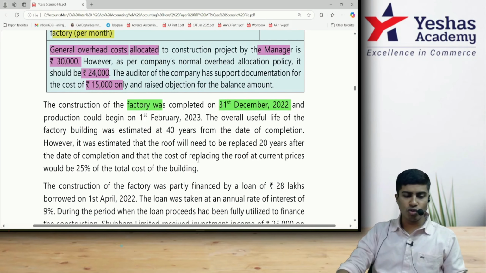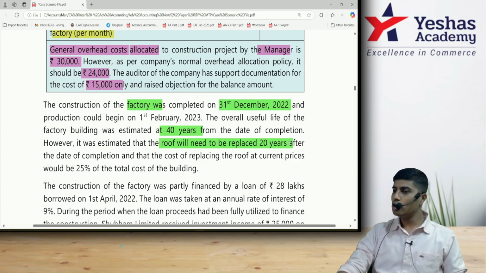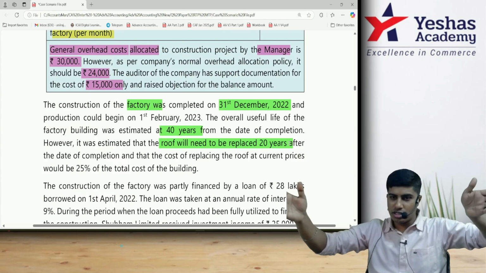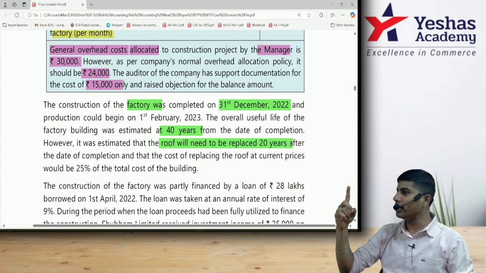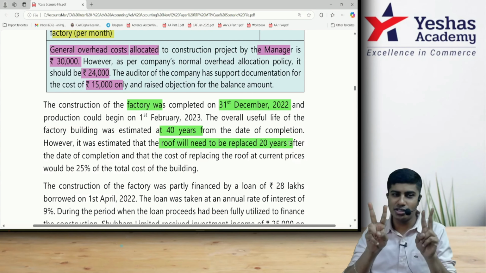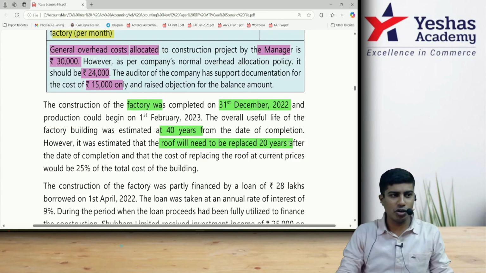The overall useful life of the factory building was estimated at 40 years from the date of completion. However, it was estimated that roof will have to be replaced after 20 years. So factory building walls 40 years, roof 20 years. So I will not record building as my one asset. I'll split it into two assets after I identify the total cost.